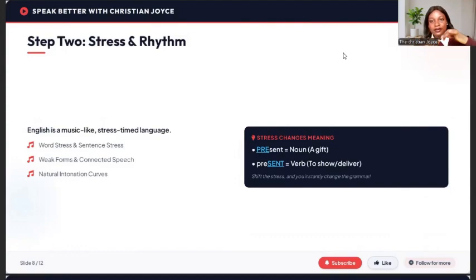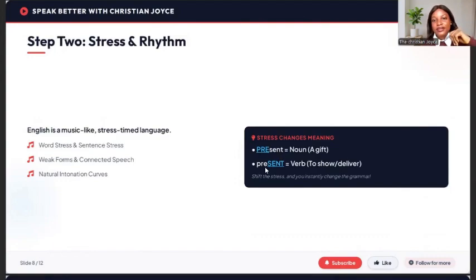Let's look at an example here. I have one word right here, but then it's stressed in 2 ways. And shifting the stress, you would see the change in the grammar. Let's look at it. Present. The blue part is the stressed part. Present. And it's a noun. A noun is a name of an animal, place, or thing. So it's a noun. This is telling us that this is a physical thing.